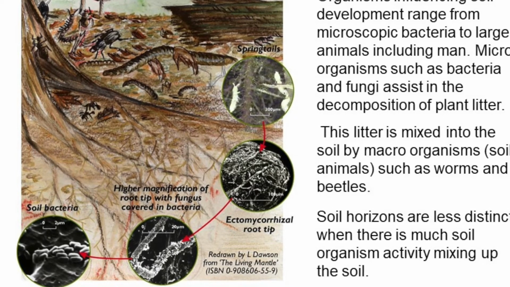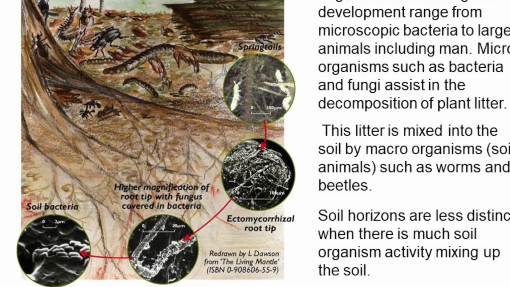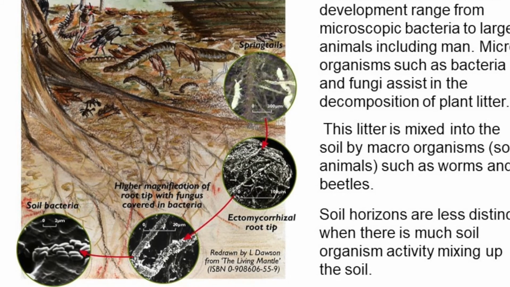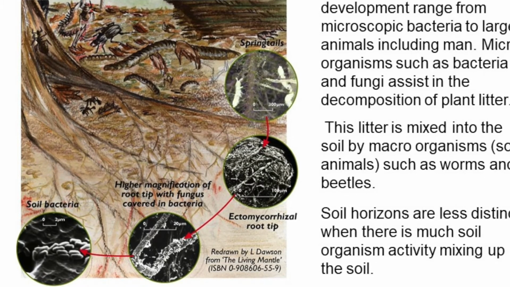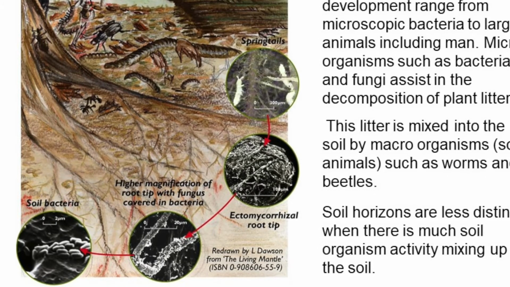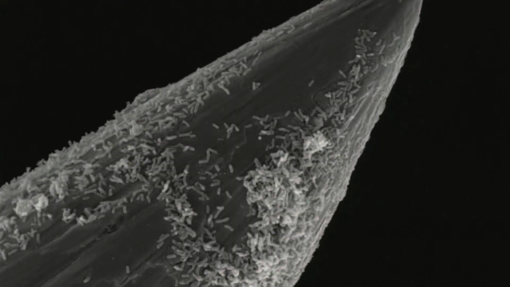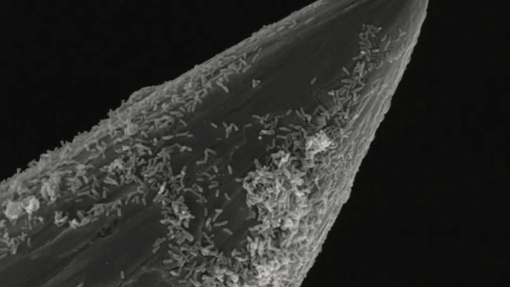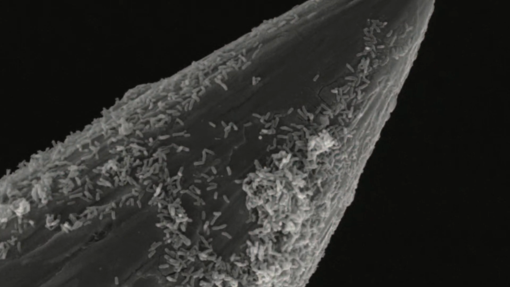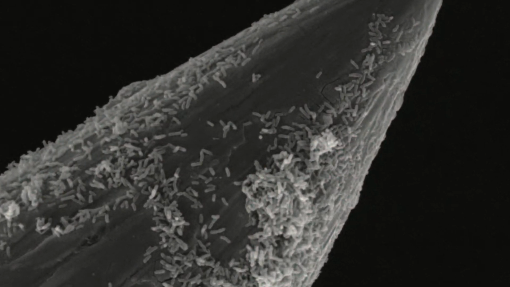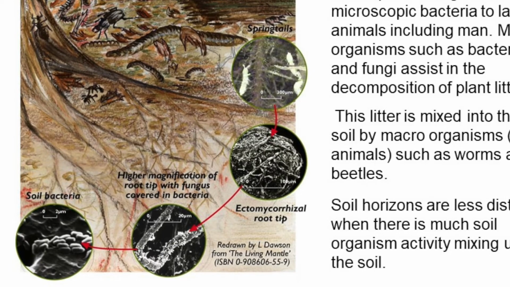Ectomycorrhizae are a symbiotic relationship between a fungus and a root. In ectomycorrhizae, the fungus sheathes the root tip. At a higher magnification, you can see a root tip covered in fungus, which is, in turn, covered with bacteria. And finally, you can see images of the tiny soil bacteria.